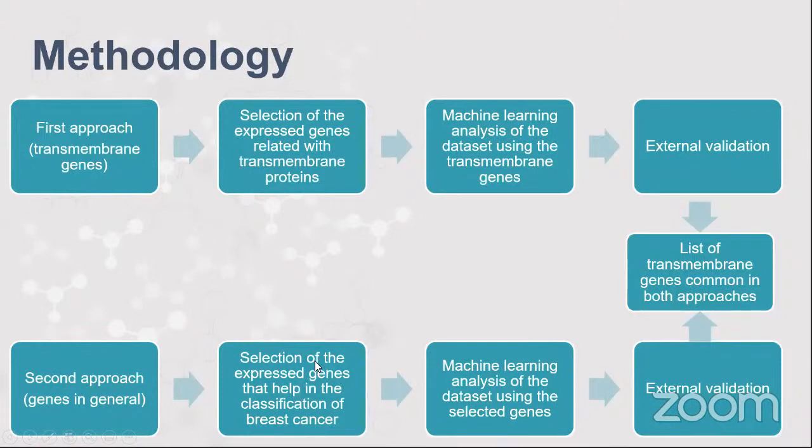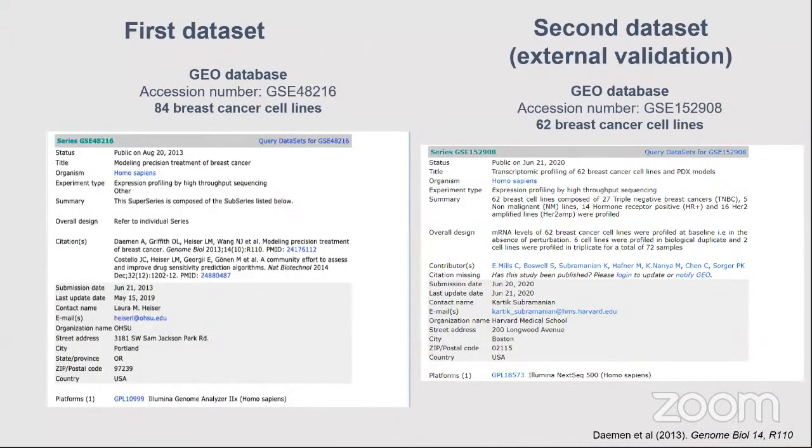And for the second approach, the idea is to select genes that are useful for the classification of breast cancer, but that are not necessarily transmembrane genes, and then perform the same type of machine learning analysis and validation in order to get at the end a list of transmembrane genes that are common with both approaches and which could be analyzed as candidates for diagnosis.